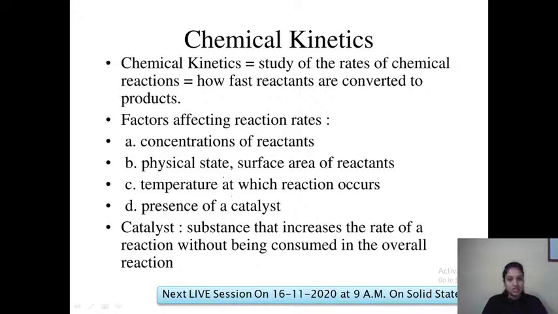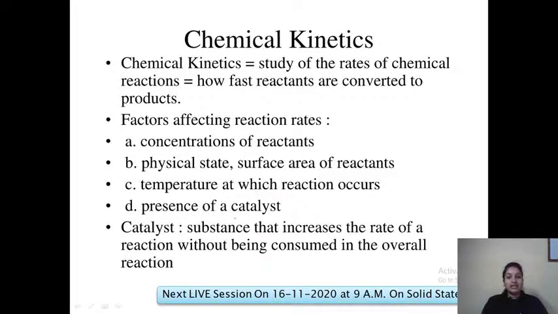Please stay tuned. Then, presence of catalyst. So we know that if you want to make any reaction speed up or increase its rate, then what we add is a substance known as catalyst. Now what is the function of a catalyst? Catalyst is any substance that increases the rate of reaction. And one more thing, it is not consumed in the entire reaction. It will be regenerated after the reaction is completed.